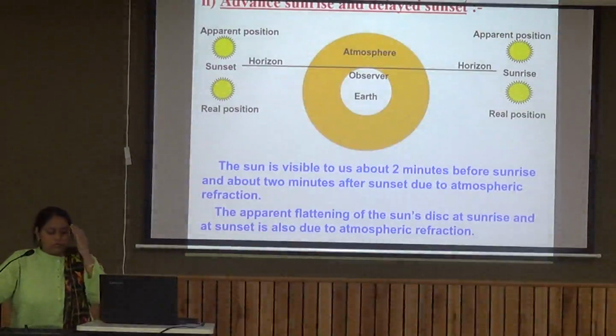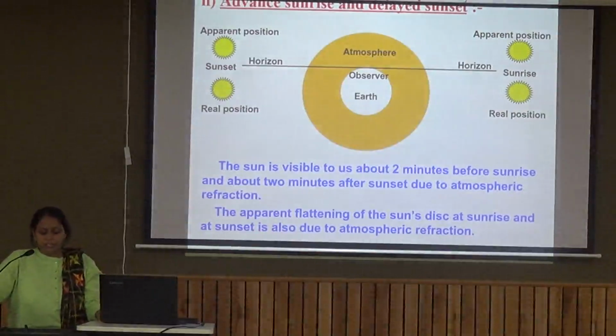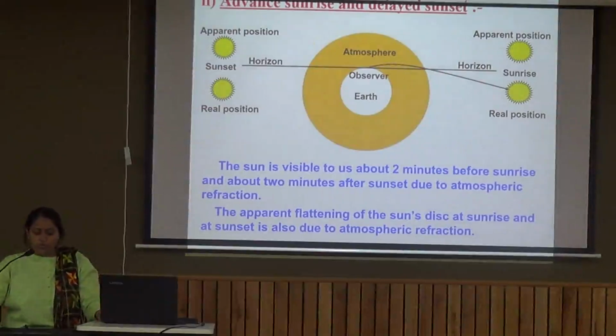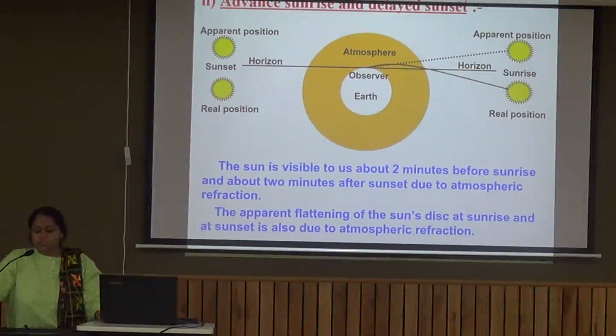What is the cause of the advanced sunrise and the delayed sunset? Now, the sun is visible to us 2 minutes before the sunrise and about 2 minutes after the sunset due to the atmospheric refraction. The apparent flattening of the sun's disk at the sunrise and the sunset is also due to the atmospheric refraction. So, the sun is below the horizon, but due to atmospheric refraction, it appears above the horizon. This is happening at the time of both sunrise and sunset.